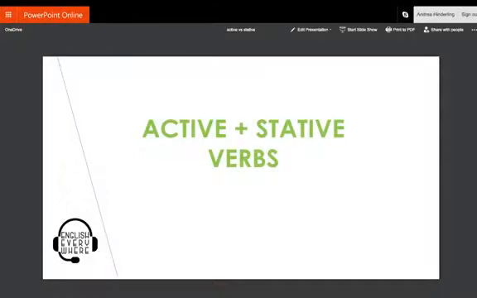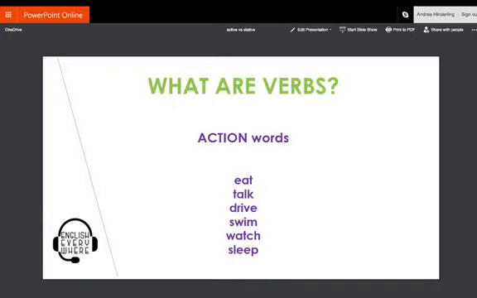I'm just going to transition here so you can see the presentation. I'll go back and forth. Okay? So here we go. We're talking about active and stative verbs. And what are they? What's the difference? Let's see. So, first, what are verbs?